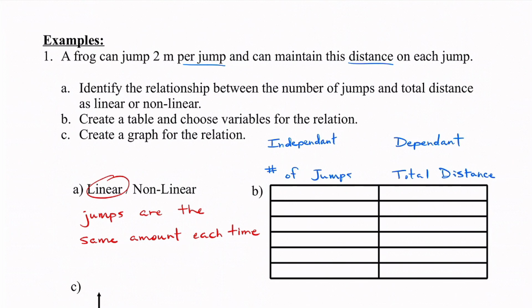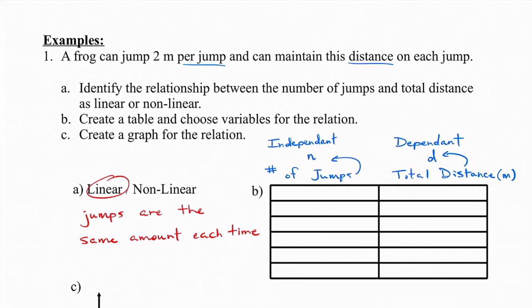And then I'm just going to write my units for these. So this is going to be meters. And we also needed to pick a variable for these. So number of jumps, I'm going to use the letter n, just because n goes with number, so number of jumps. And then total distance, I'm going to use the variable d. So our number of jumps is represented as n, and our total distance is represented by d.